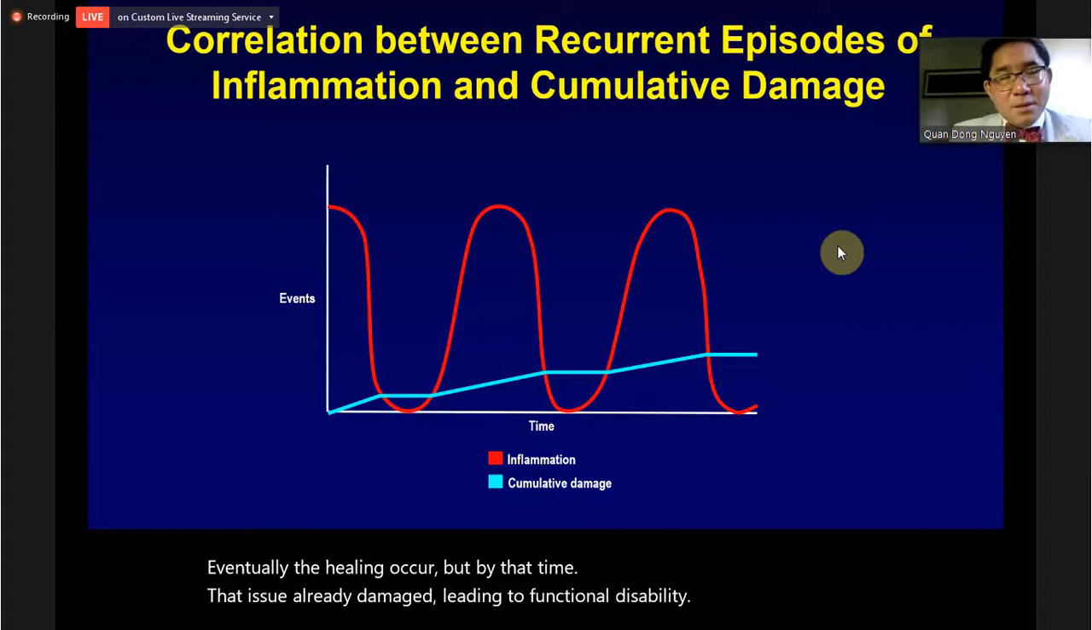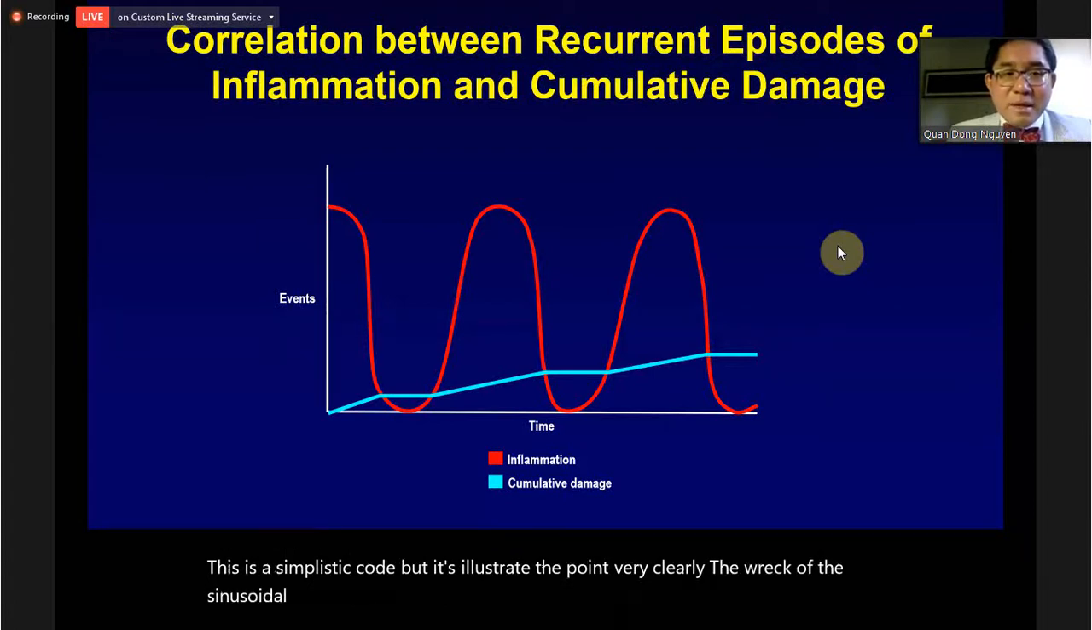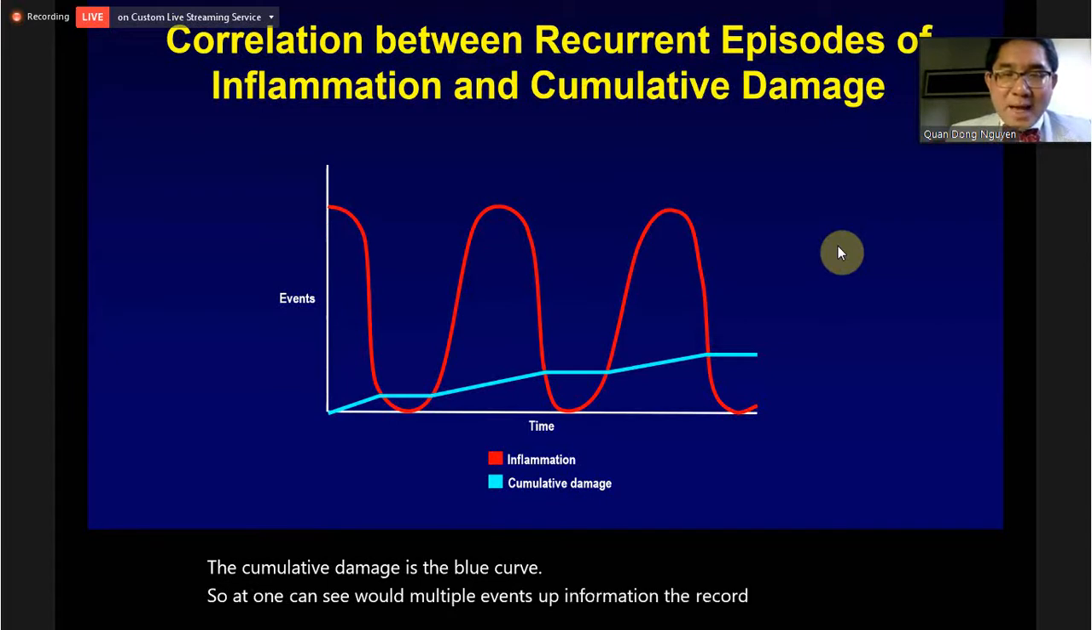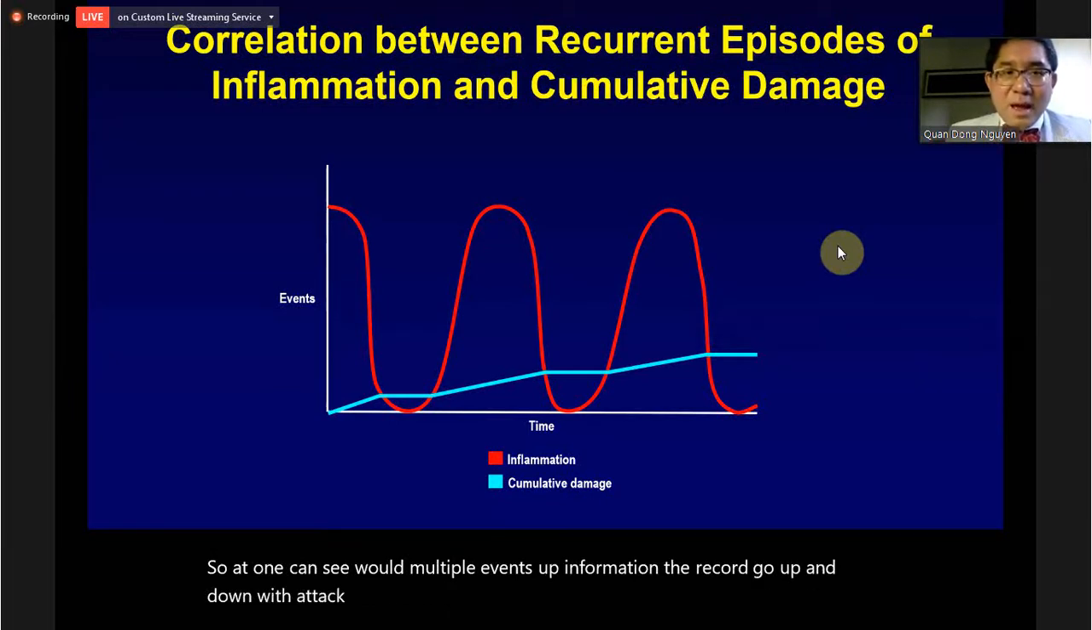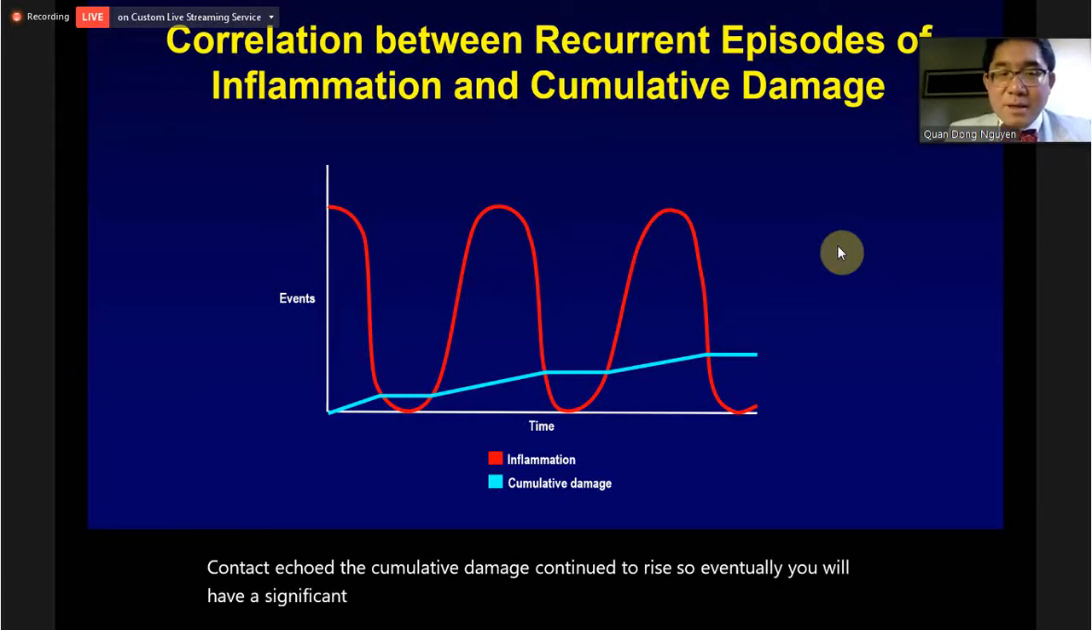This is a simple curve, but it illustrates the point very clearly. The red curve, the sinusoidal, represents the inflammation, or rather the recurrent episodes of inflammation. The cumulative damage is the blue curve. As one can see, with multiple events of inflammation, the red curve goes up and down with attack, control, attack, control. Every time a recurrent attack occurs, the cumulative damage continues to rise. So eventually you will have a significant amount of cumulative damage.